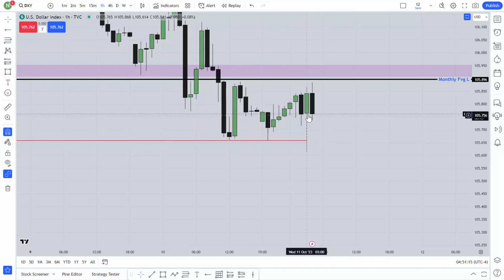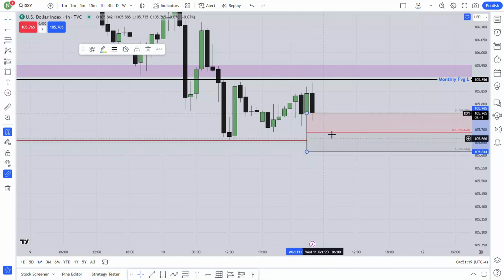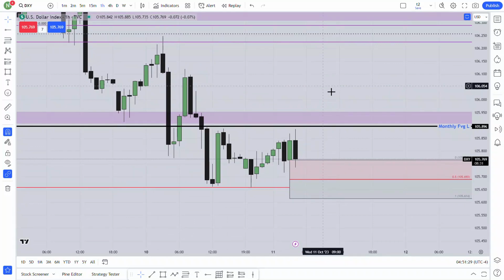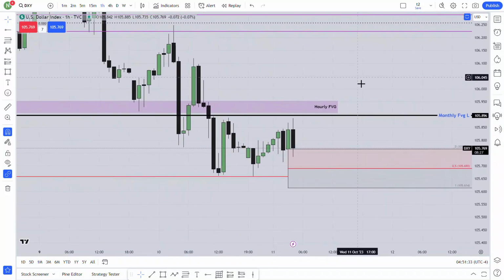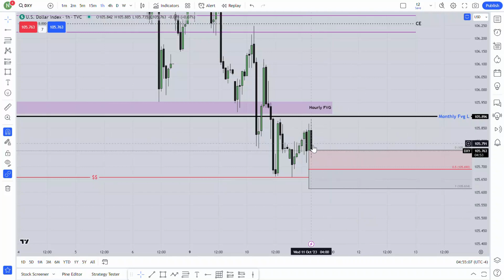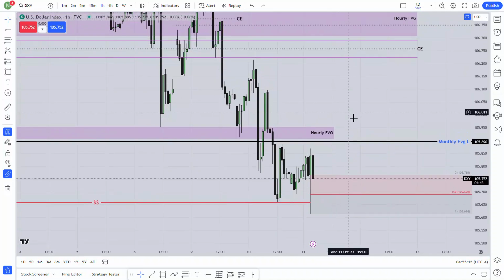If you just mark the consequent encroachment of this week from the hourly chart, maybe before PPI you will see it came to the consequent encroachment of this week, and then it started to go higher. That is my expectation. And if you see this hourly fair value gap, just before PPI I would like to see that the market can go to the consequent encroachment of this week, and then using PPI, it will go higher. That is my expectation, guys.